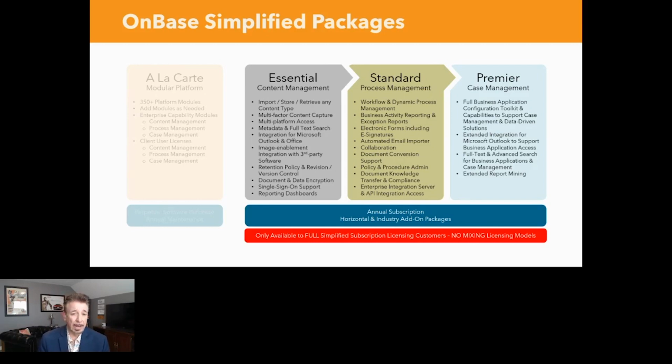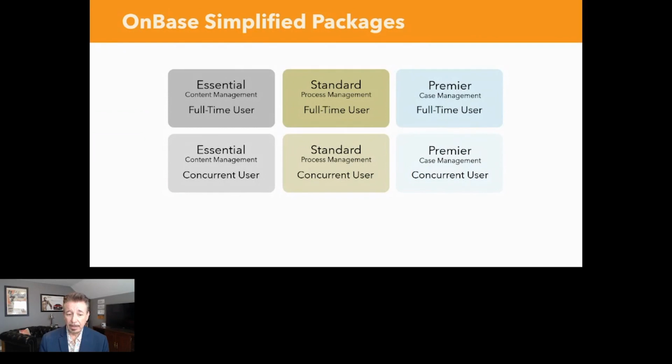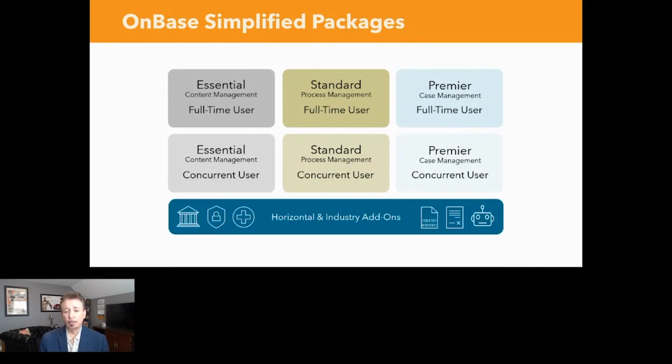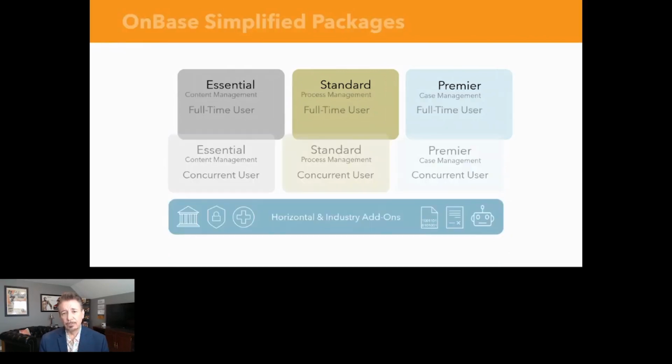And then similar to today, you have your choice of assigning them either a named license, that full-time user license, or a concurrent, a shared, a pooled license. So essential, standard, premier, named or concurrent, that is going to cover the majority of it. And again, there will be some horizontal industry add-ons that may or may not apply, depending on what you're doing. So there's some government add-ons, insurance add-ons, healthcare add-ons, the RPA, for example, and we'll talk a little bit more about that. But 1 to 6 licenses.